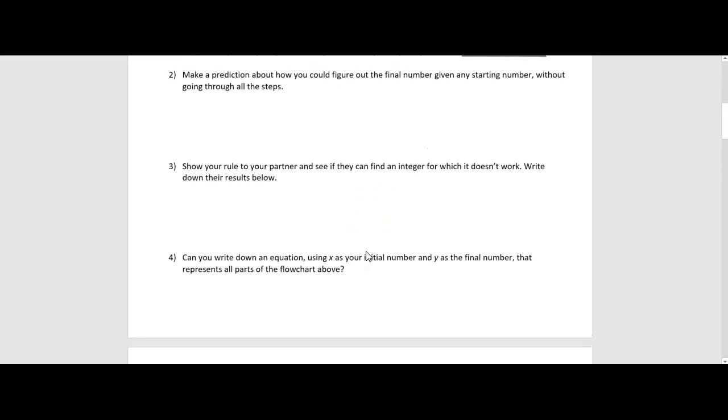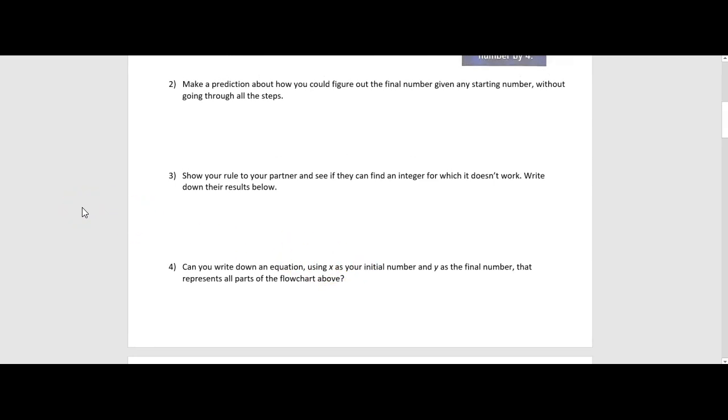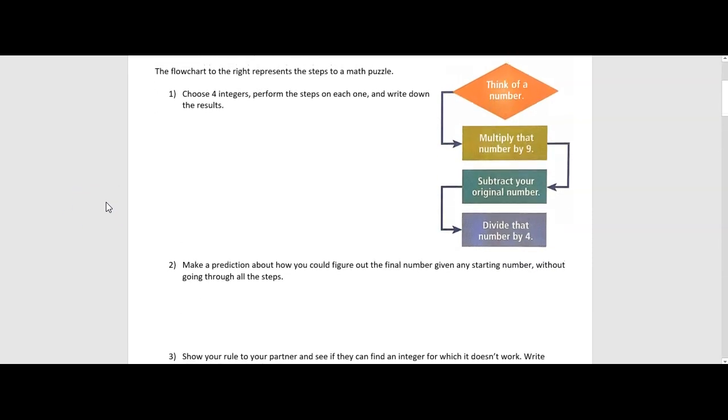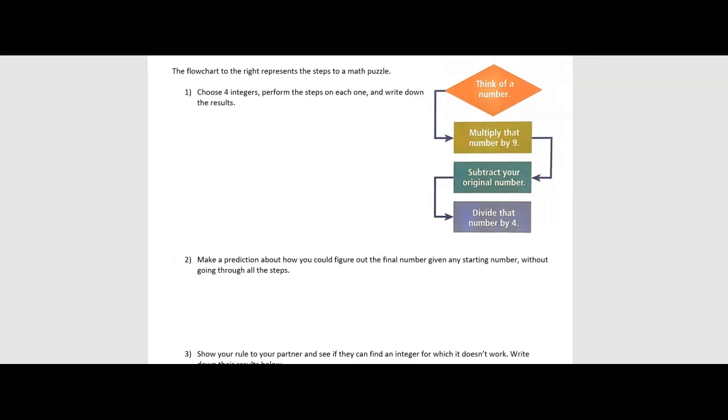Finally, you're going to see if you can write an equation to represent this process, where x is your initial number and y is the final number. So x would be what you started off with, and then y would be what you ended up with. And you would see if you could come up with the different operations required to relate the x and the y correctly together. So this may take you a few minutes. Pause the video. When you feel like you've answered all 4, or you feel like you're not really sure where to go next after thinking about it, feel free to join us back here for a discussion.